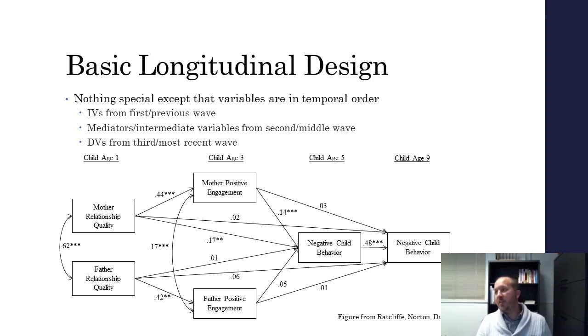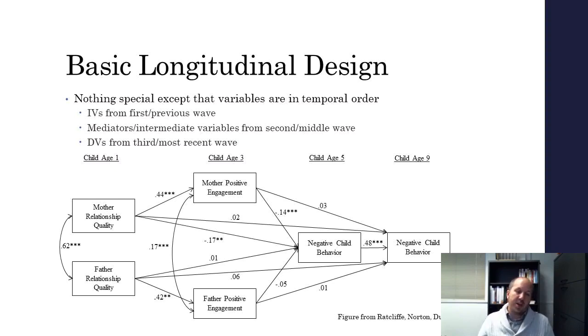So this example here on this slide comes from a paper that I did with Cole Ratcliffe and Jared Durchie, in which we were looking at the relationships between relationship quality, positive engagement, and negative child behavior. And you can see here this is kind of a quasi dyadic data analysis because we do have matched mothers and fathers in this data set, and then we're looking at the impact of those on negative child behavior across time.